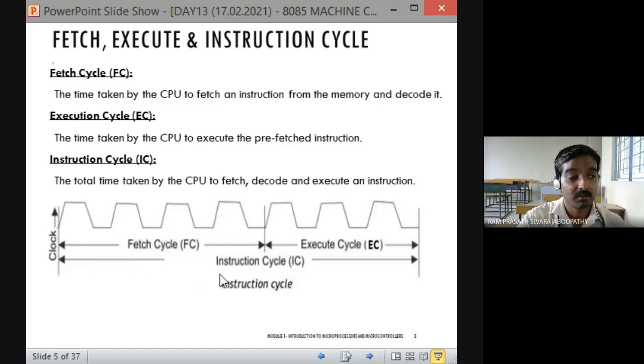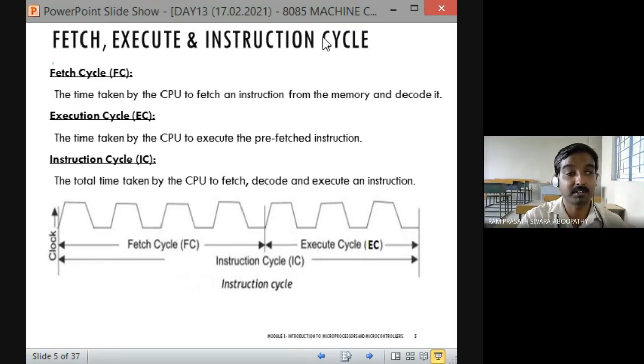Okay, this entire thing we call the instruction cycle. Totally we have 7 clock pulses: 1, 2, 3, 4, 5, 6, 7. Fine? So totally we have 7 clock pulses. This 7 clock pulse is divided into 2 cycles: 4 clock pulses for fetch operation and 3 clock pulses for execute operation.